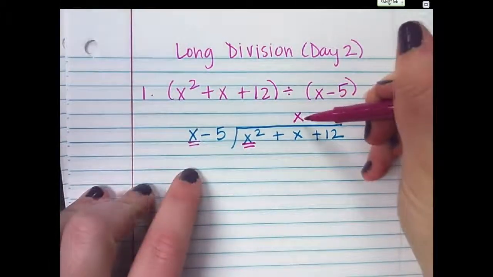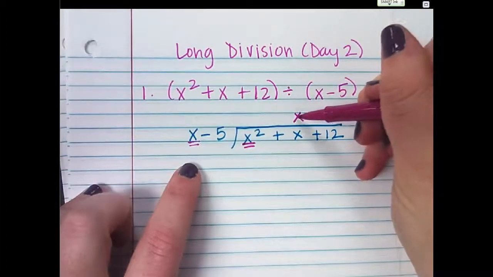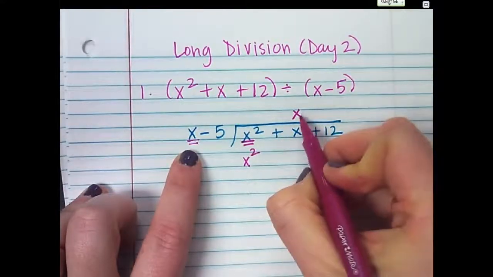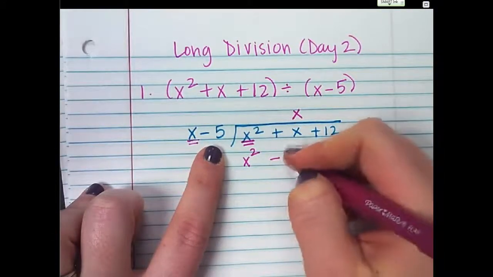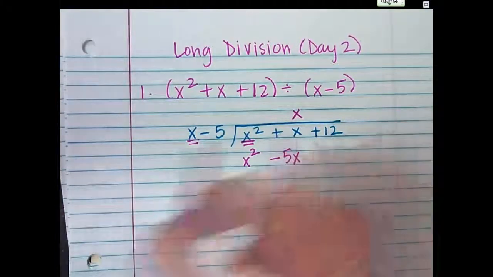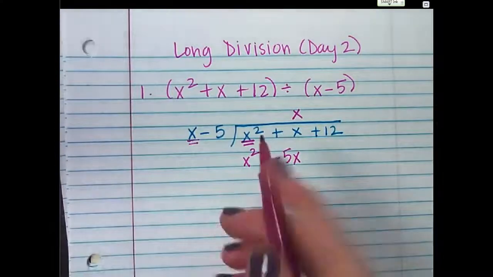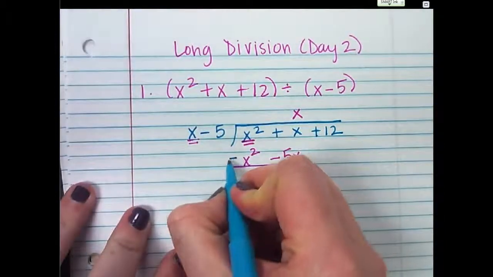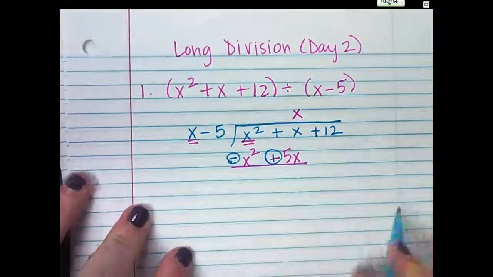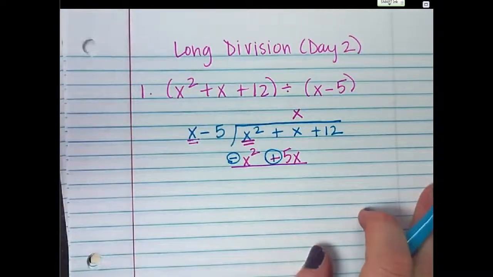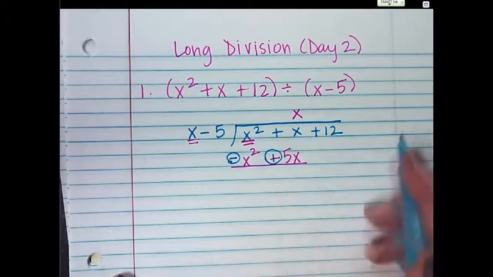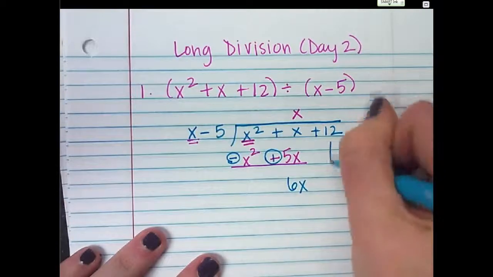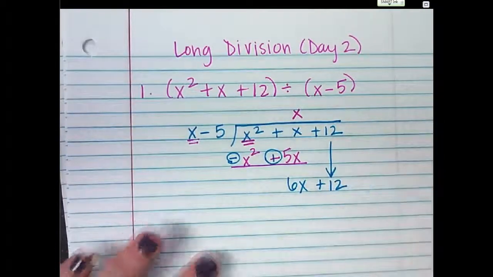After you put that up on the top, what do you do? Multiply. So I'm going to go x times x, x squared, and x times negative 5, negative 5x. Yes, change your signs. So this becomes a minus, and this becomes a plus. Then add going down this column. x plus 5x is 6x, and bring down the next term.